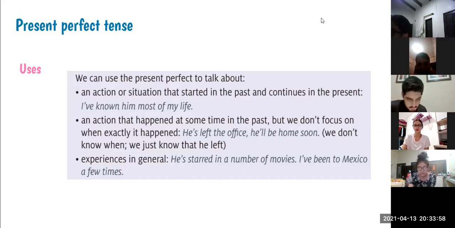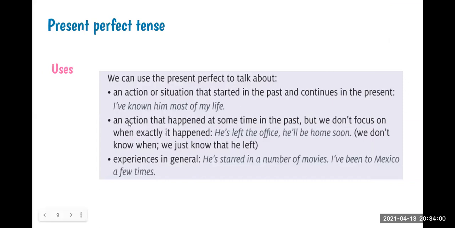Then we use the present perfect for an action that happened at some time in the past, but we don't focus on when exactly it happened. Okay, so we don't mention when this action happened. For example, this is the sentence that Vanessa said. I have done my workbook. Okay, yo lo he hecho, pero no estoy mencionando cuándo lo hice.